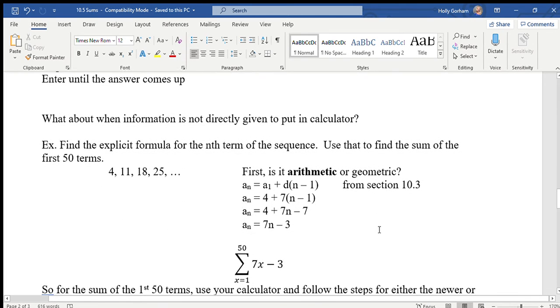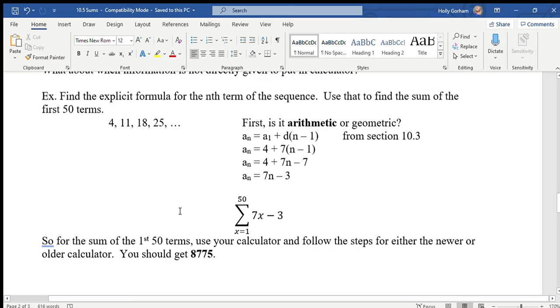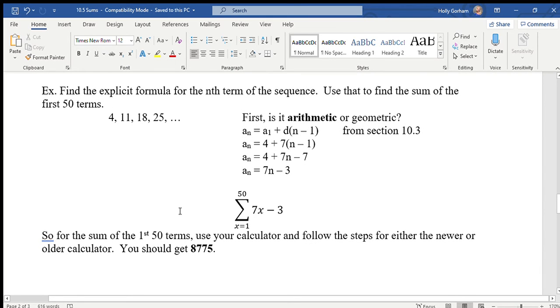Now, what about when the information is not directly given to put in the calculator? Like, what if you don't have a formula? So let's look at this first example. It says find the explicit formula for the nth term, and then use that to find the sum of the first 50 terms. So the idea is that you're not given this sigma to start. All you're given is 4, 11, 18, 25. The first thing you have to do is ask yourself if it's arithmetic or geometric. So you'd have to go back and think about your definitions from 10.3. This is going to be arithmetic because you're adding 7 every time.